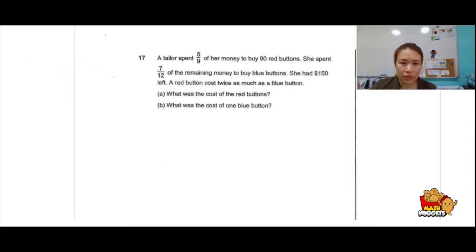Question 17, fractions question. A tailor spent 5/9 of her money to buy 90 red buttons. She spent 7/12 of the remaining money. So the two fractions are not referring to the same whole. We cannot change to the same denominator. Okay, then in that case, what do we do? Let's draw the model.